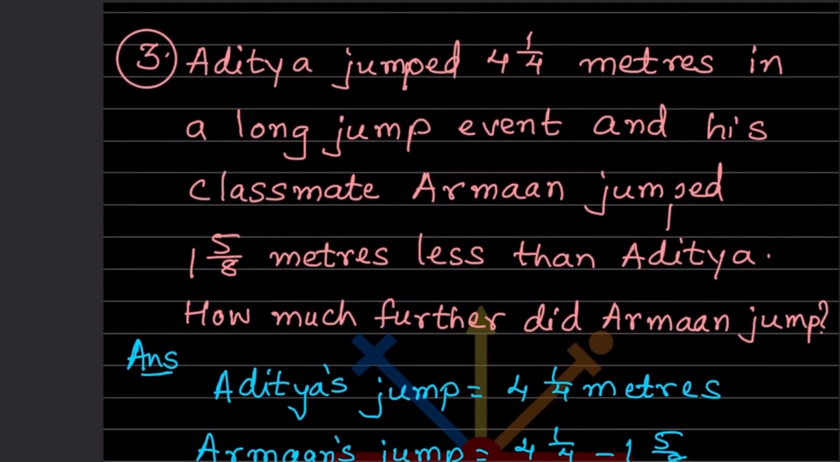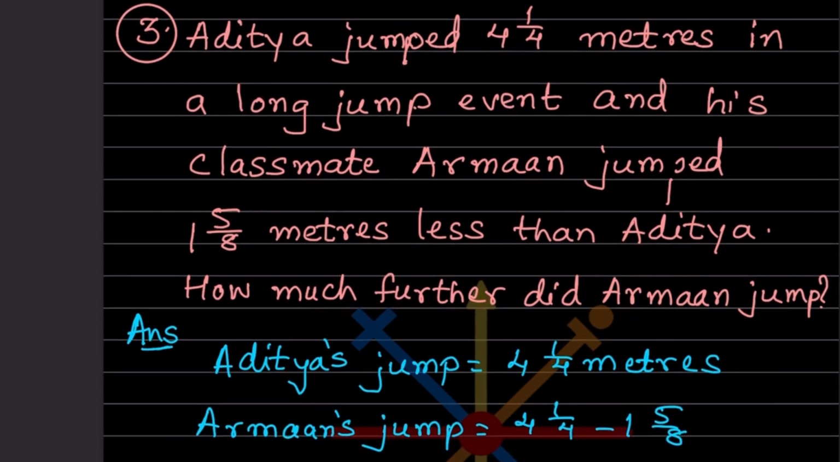Now Aditya jumped 4 integers 1 by 4 meters in a long jump event and his classmate Arman jumped 1 integer 5 by 8 meters less than Aditya. See, they have said less than Aditya. So how much further did Arman jump? So Aditya's jump is how much? 4 integer 1 by 4 meter. Arman's jump is how much? This is 1 integer 5 by 8.